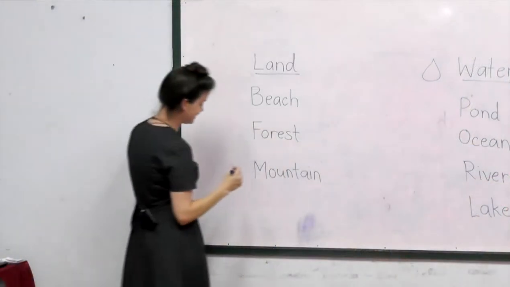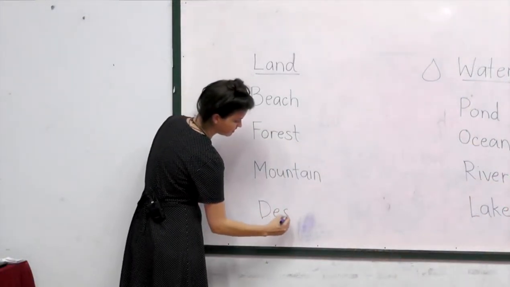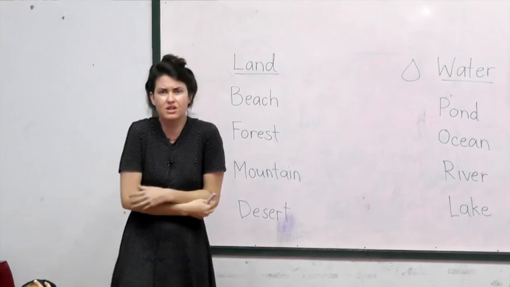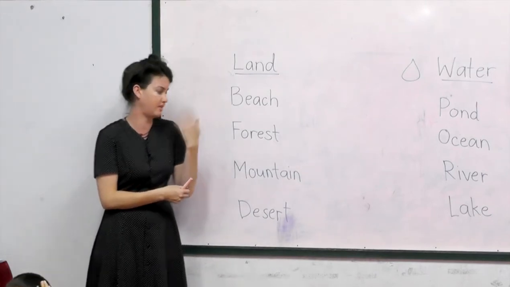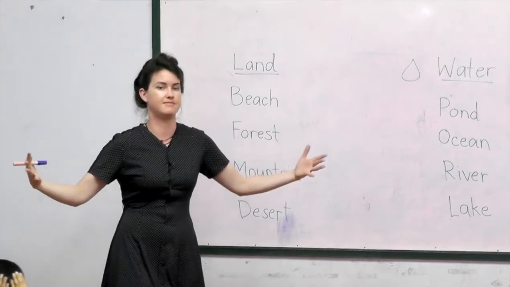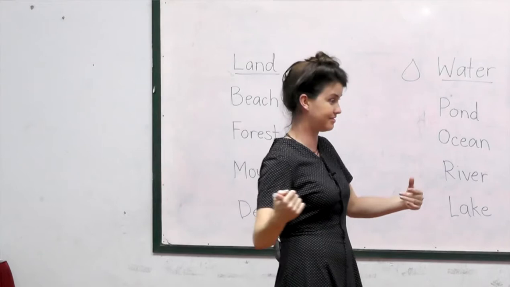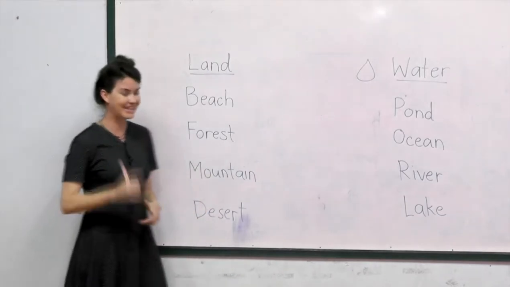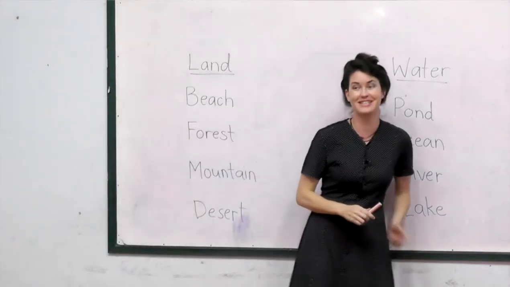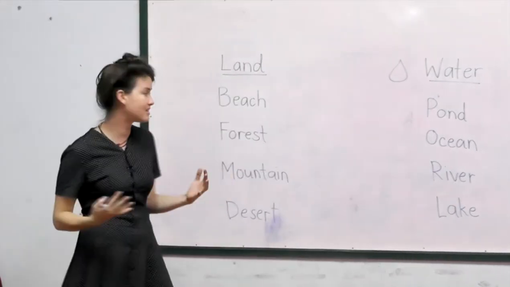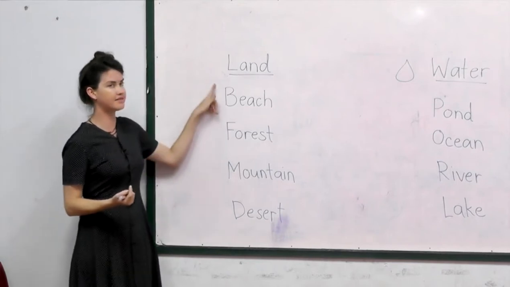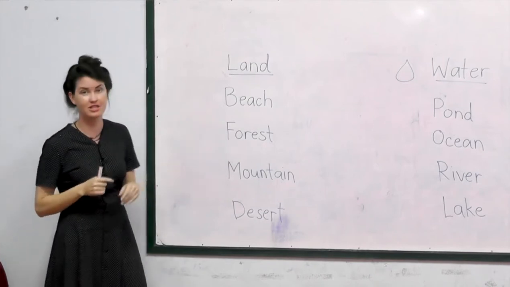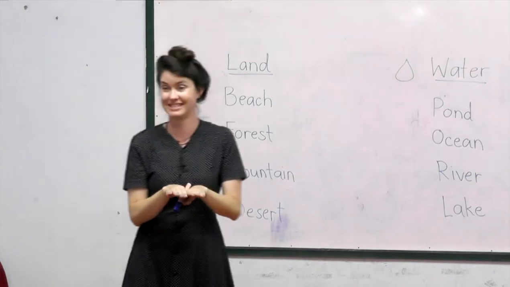Desert. Yeah, desert. Where it's so, so hot. Is it cold in a desert? No, hot. It's usually pretty hot during the day. What is there a lot of in the desert? Sand. Good. Yeah, desert has a lot of sand. What other kind of land has a lot of sand? The beach. The beach also has a lot of sand, usually next to the water. Very nice.